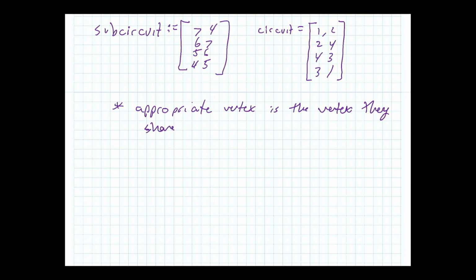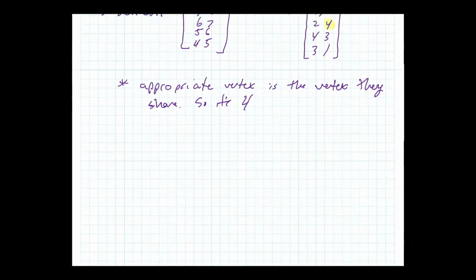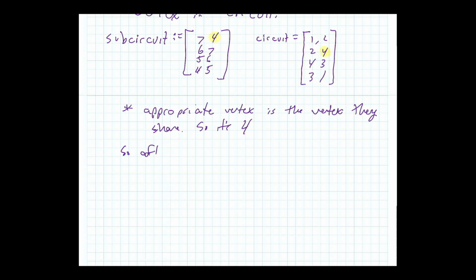So what you would do is you would find what vertex they share. So in this case, what vertex do these both have? Right? Four? Is that what they have? I think that's what they have. So it's 4. And then what you do is, after the 4 in circuit, copy the entire subcircuit there.